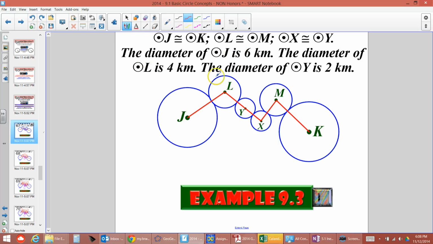The diameter of J is 6. Well, I don't want the diameter. I want to know what the radius is. So the radius is half of a diameter. So I say that's half of this. It's 3. Half of 4 is 2. So each one of these is 2 kilometers long. The diameter of Y is 2. So the diameter here is 2. Here, this radius is 1, and this radius is 1. This one's 2 and 2, and this one's 3.